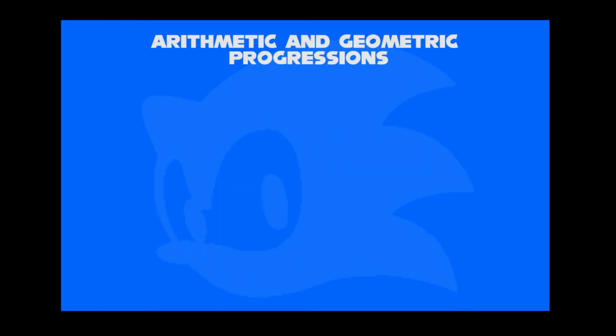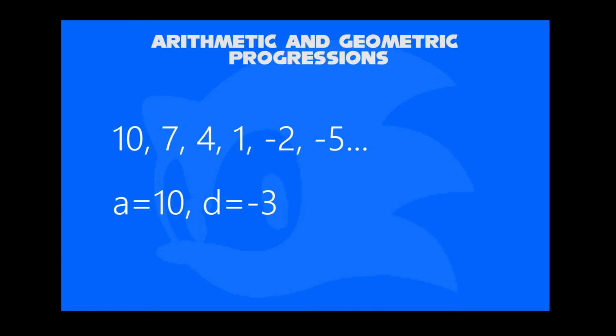If we move to descending order, then the difference has to be negative. In the same way, for example, taking the first term 10, then making a difference of minus 3.